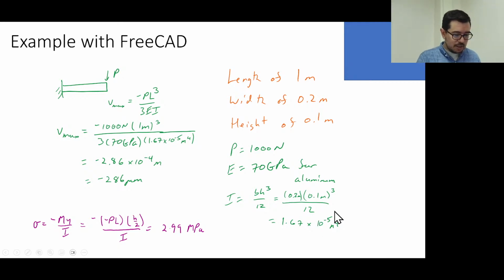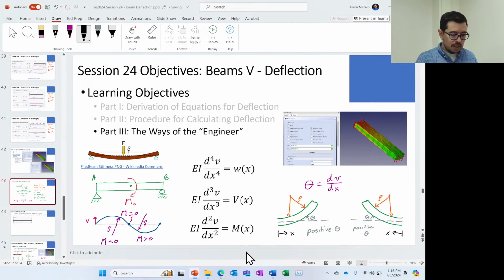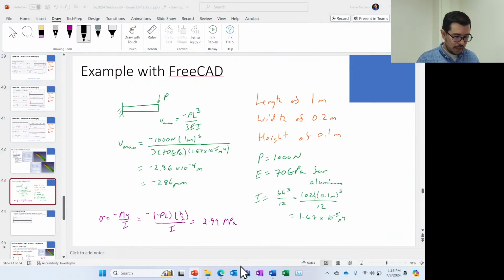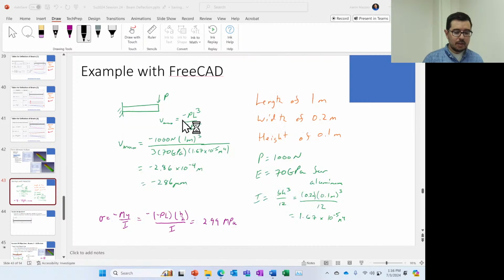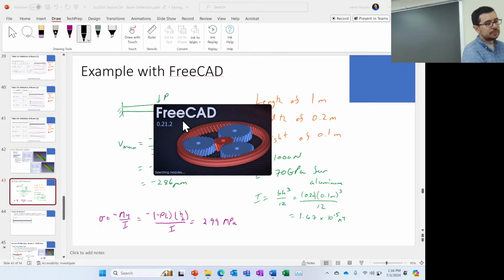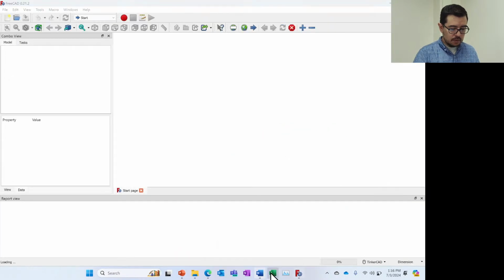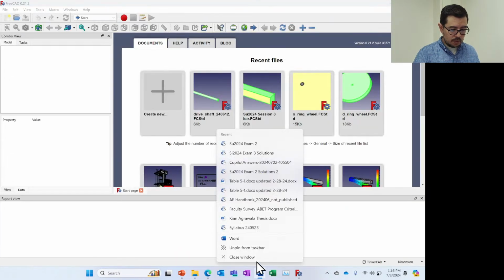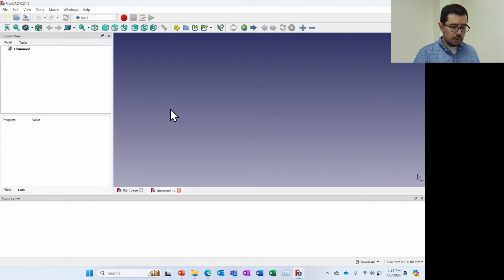All right, so let's go here. And we're going to use FreeCAD to do this. So for this problem, we don't even use PrePoMax. Okay. Let's see here. We're going to create new.